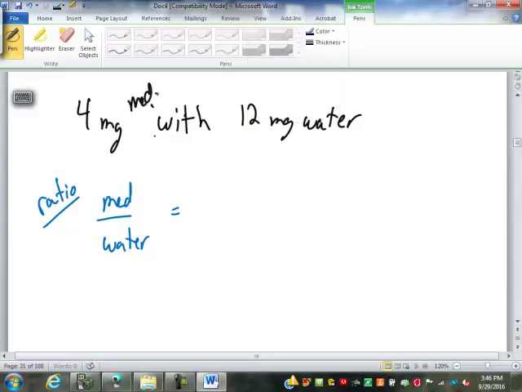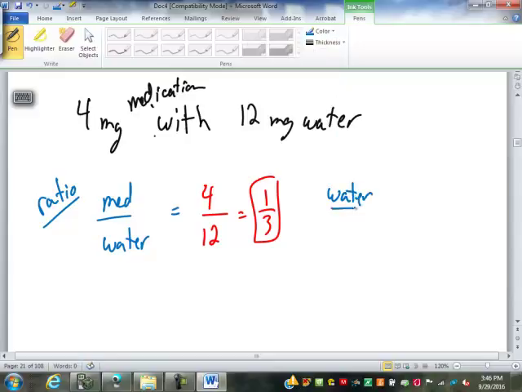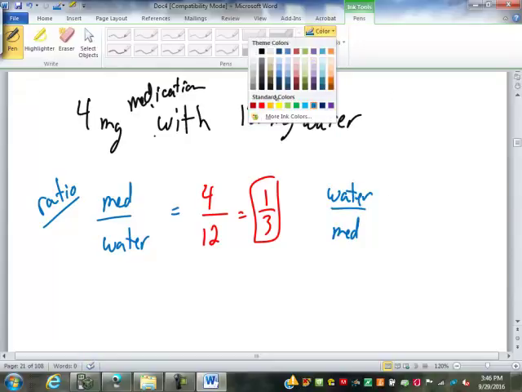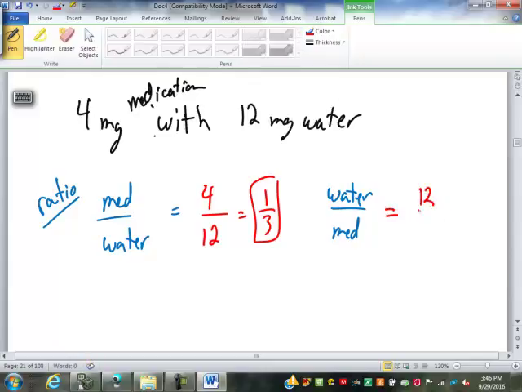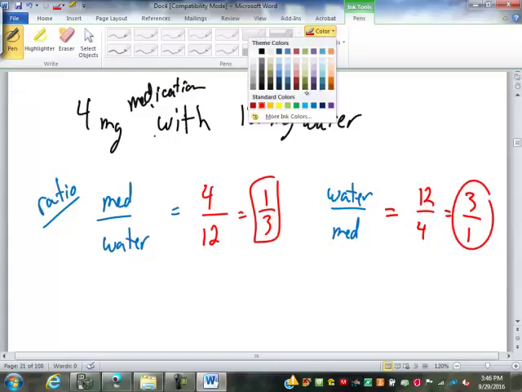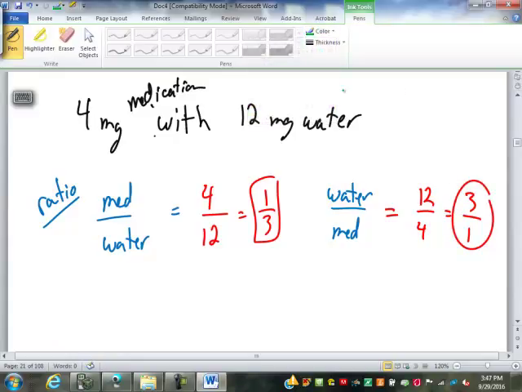There you go. 4 over 12. I can put the milligrams with it if I want to. They're going to divide out, and that's going to reduce to a 1 to 3 ratio. So 1 part medication to every 3 parts water. I could flip that over and do a water to medication. That's just going to be what? 12 over 4 or 3 to 1. Those 2 are basically the same ratio. They're just reciprocals or flipped over.